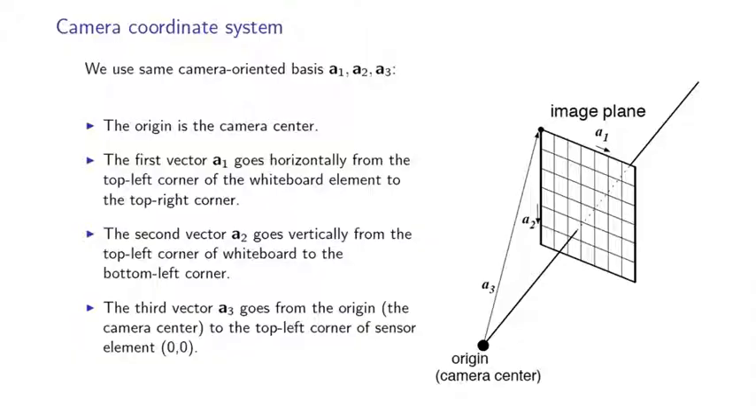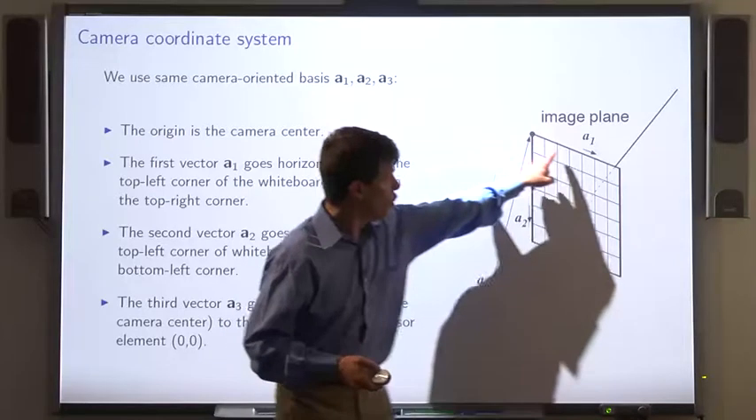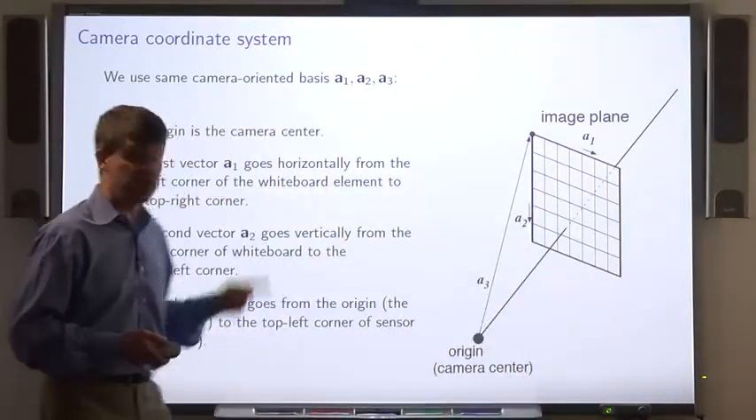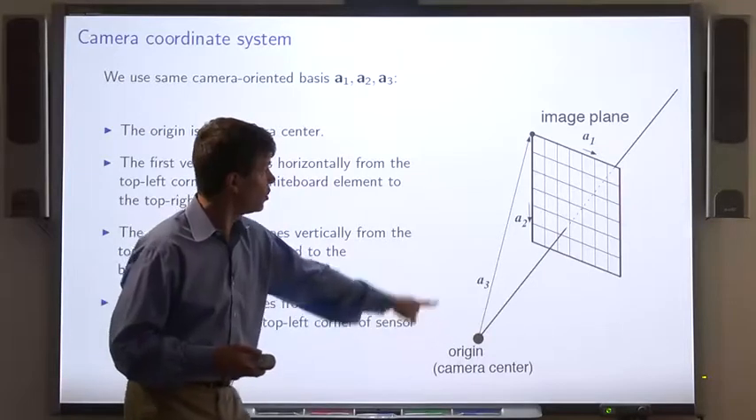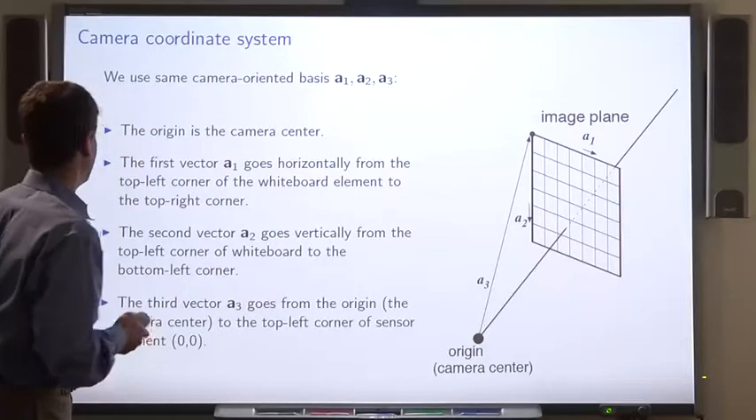Now, how do we do that? We use the same camera-oriented basis as before. Remember that the origin is at the camera center. The first vector in the basis goes horizontally. The second goes vertically. And the third goes from the camera center, from the origin, to the top left corner of the image sensor array.